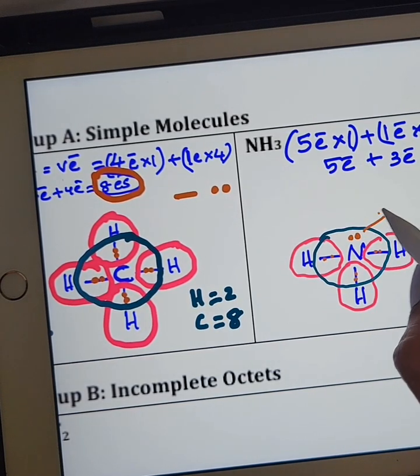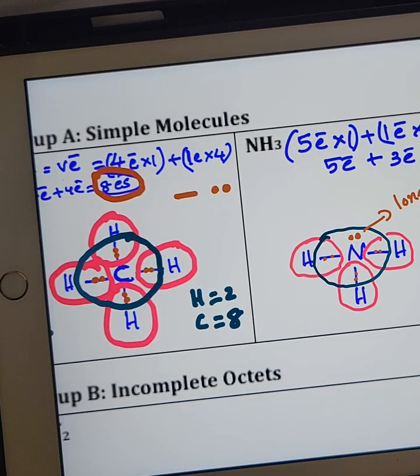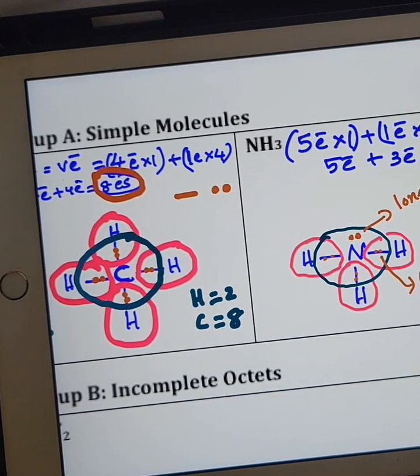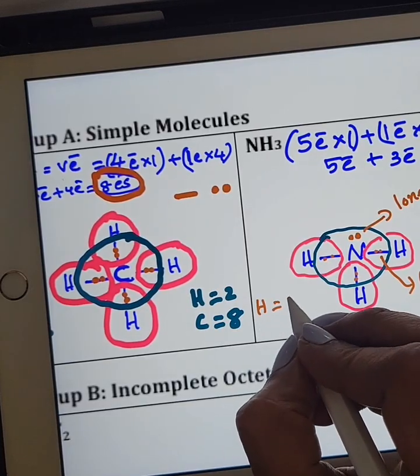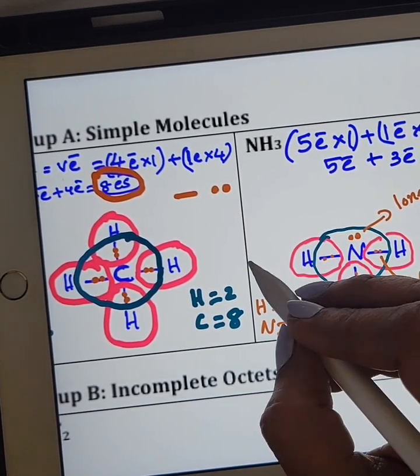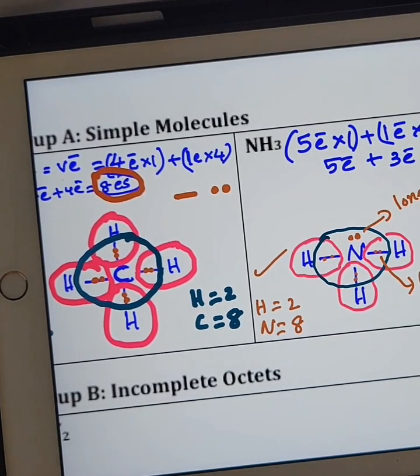So that is called a lone pair. They are alone. They don't have a partner. That's why we call them a lone pair. They are stronger than the bond pairs. So these are called bond pairs. Okay, now all hydrogens have 2 electrons. Nitrogen also has 8 electrons. So just put a tick mark. Your structure is correct.